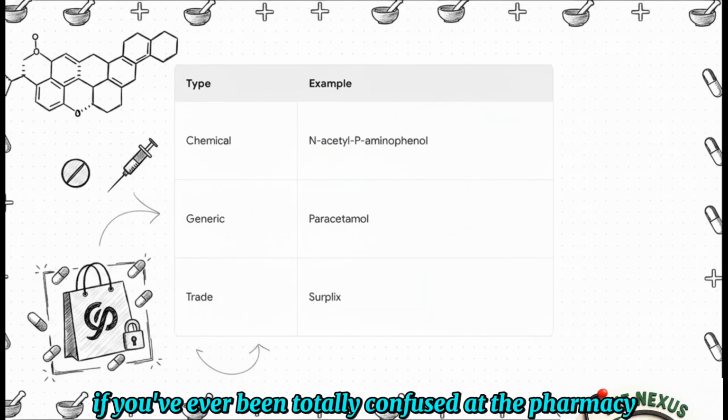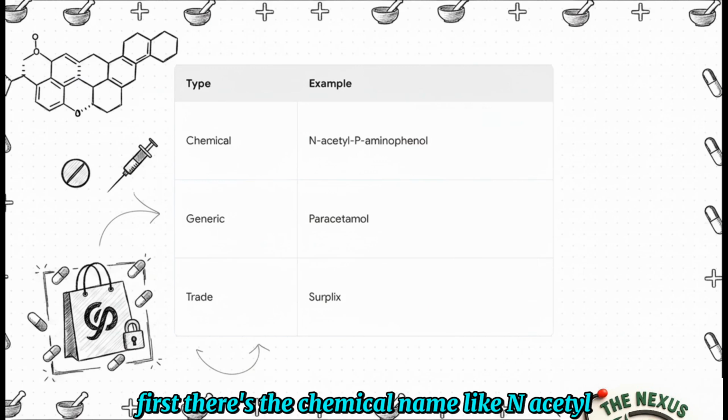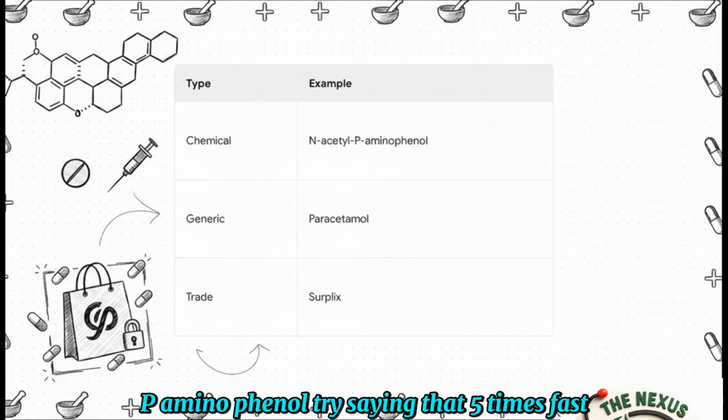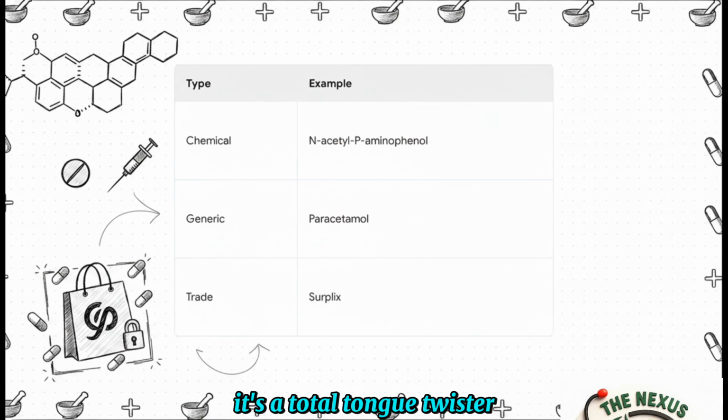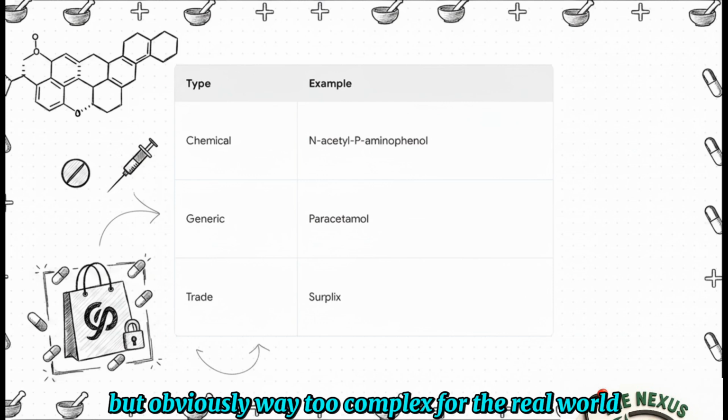Now, if you've ever been totally confused at the pharmacy, here's why. Every single drug has multiple names. First, there's the chemical name, like N-acetyl P-aminophenol. Try saying that 5 times fast. It's a total tongue twister describing the exact molecular structure, but obviously way too complex for the real world.